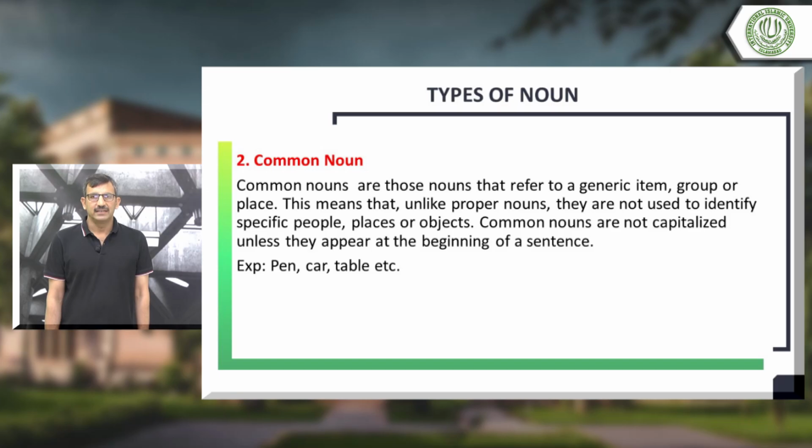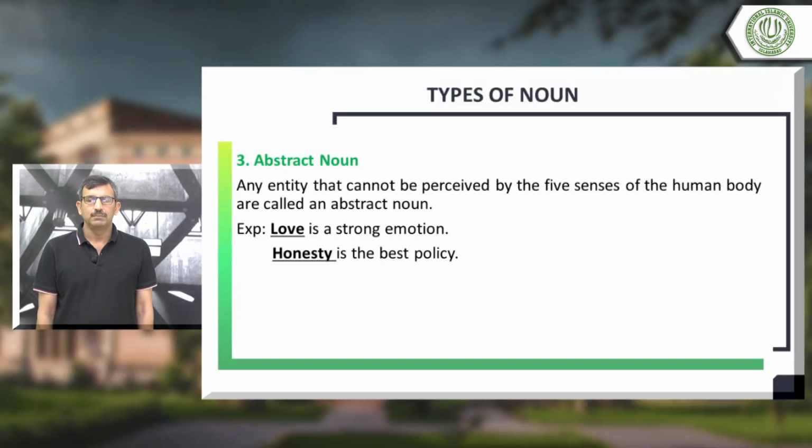Common nouns are those nouns that refer to generic items, places or groups. They are not capitalized except when they come at the beginning of a sentence. Examples of common nouns are table, chair, blackboard, students, etc. The third type of noun is abstract nouns, which cannot be perceived by the human senses.